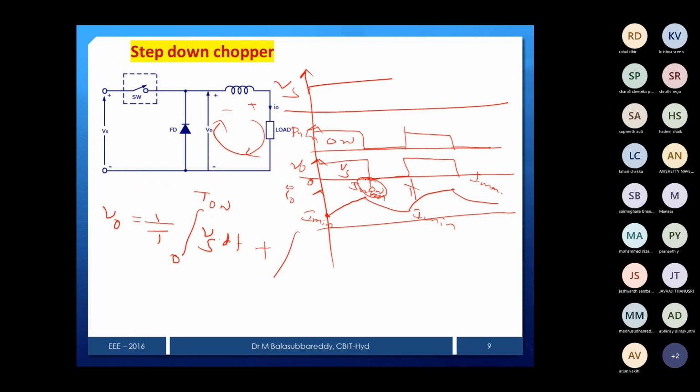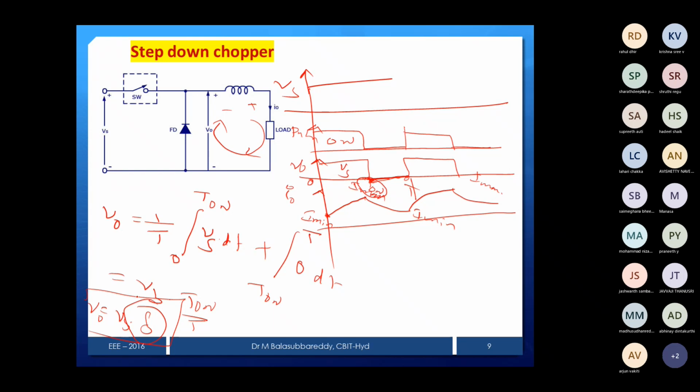What is the next interval? T on to T. What is the output? 0 into dt. If you integrate this, Vs into T on by T, that is nothing but Vs into delta. That is nothing but V out. Now we can see that as delta varies, our output is going to be controlled, like what I showed previously, and these are the same.